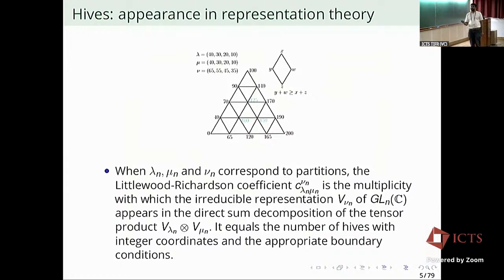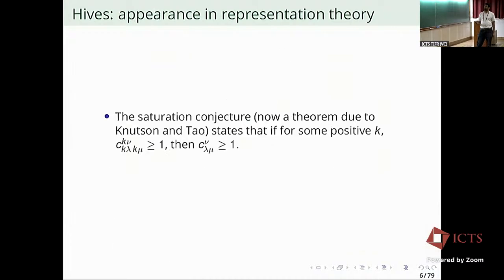which is a version of the Horn problem where you take random Hermitian matrices with given spectra, add them, and ask what is the probability distribution of the spectrum of the sum. So the connection to representation theory of this question is that Knutson and Tao proved the saturation conjecture, which is a statement that if for some integer scaling k you have this Littlewood-Richardson coefficient that is non-zero.